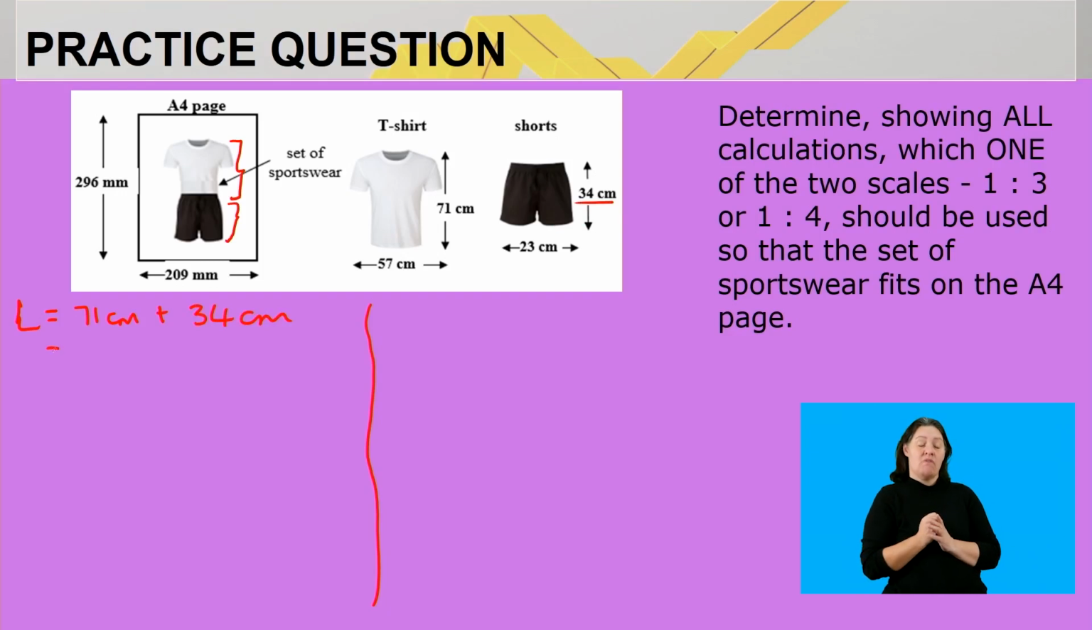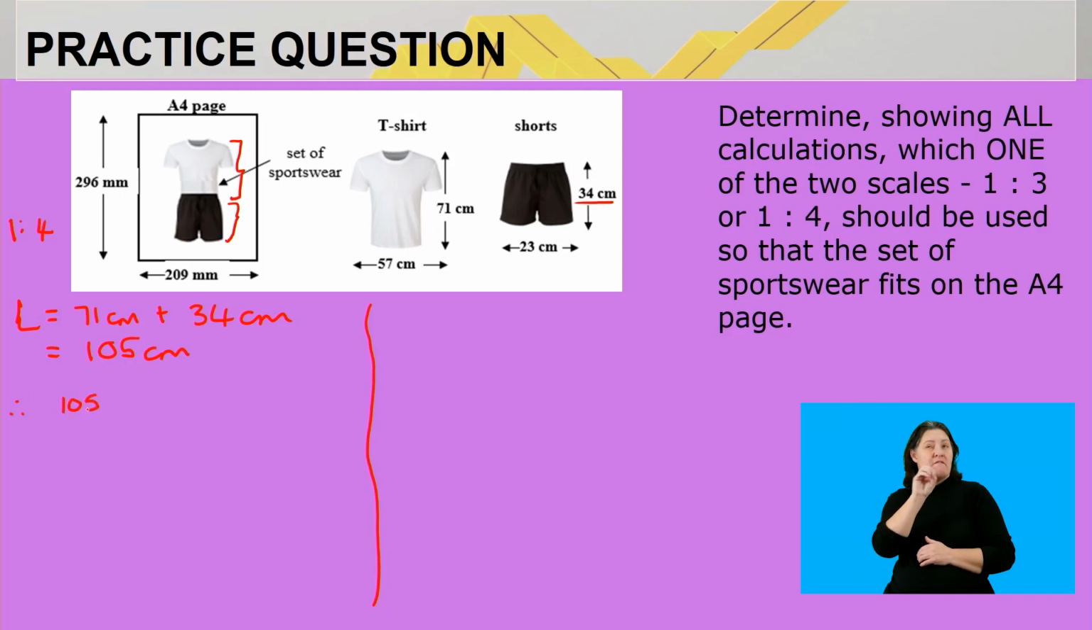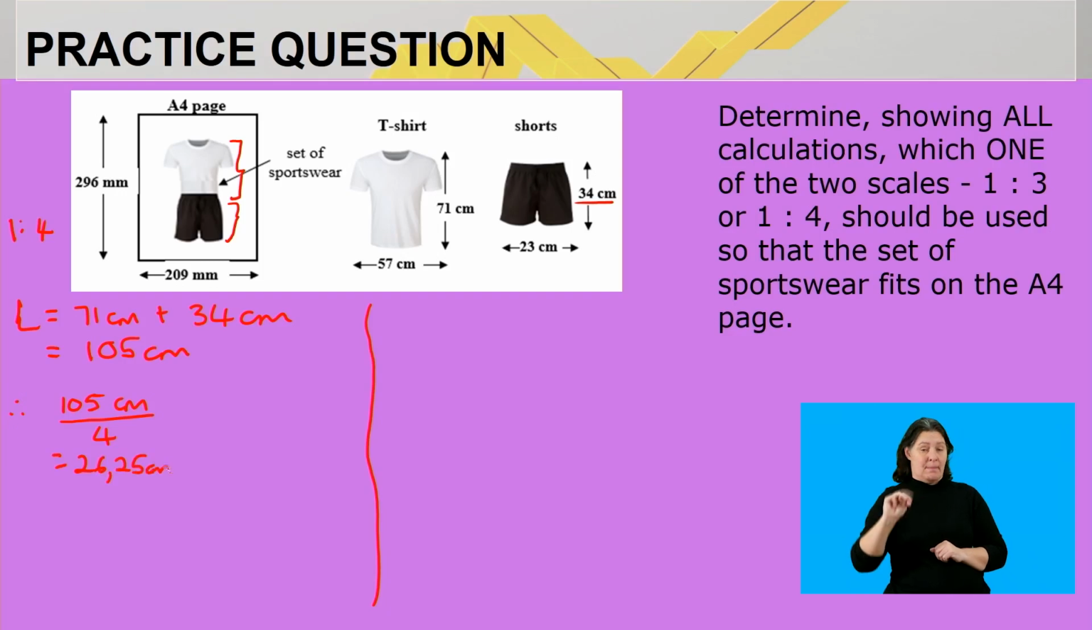So in terms of our length, let's quickly add that. 71 plus 34 should give us 105, so this is 105 centimeters. Remember I said on this side we work with the scale 1:4. So therefore I say, 105 centimeters divided by 4. If I do that, I will get 26,25 centimeters. Now, if you look, that is the length of your t-shirt as well as your shorts that must go on this length of the page.